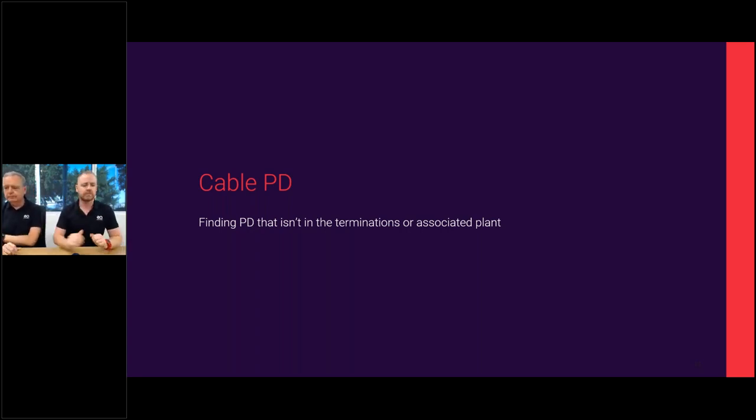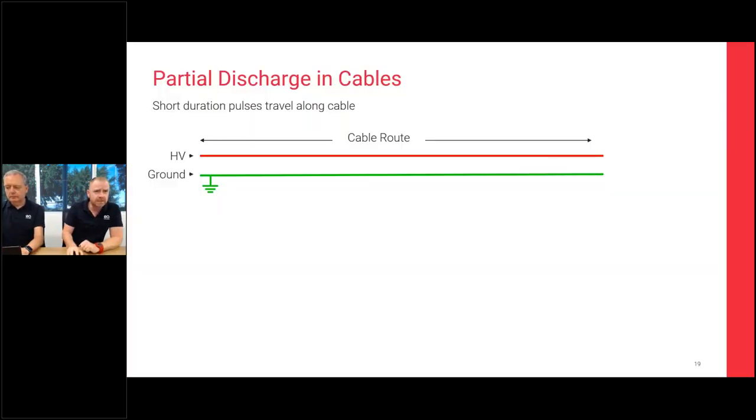Okay. All right, so now let's talk about cable PD. So Neil has spoken a lot about finding cable PD in the terminations, but what about when the cable PD isn't in the termination? What about when it's down the cable? Okay, so I'll get to the next slide here.